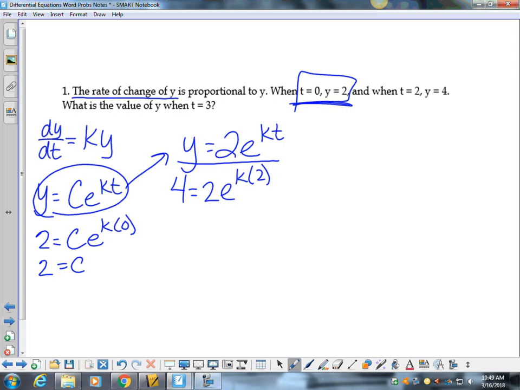Okay, how do you solve this? What are you going to do first? Yeah, divide by 2. And I'm going to make this 2k instead of k2. All right. What's next?